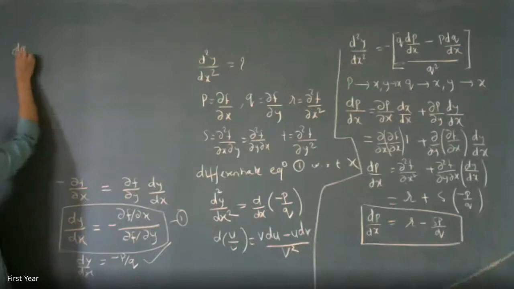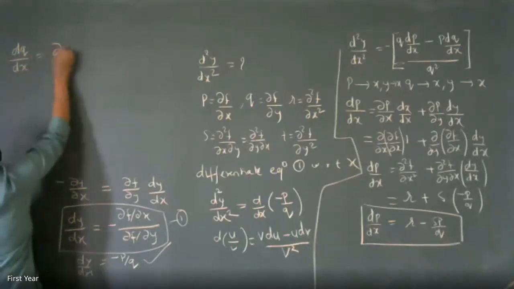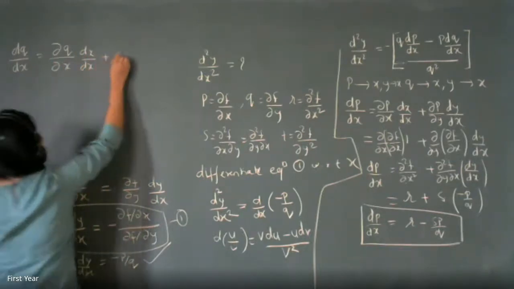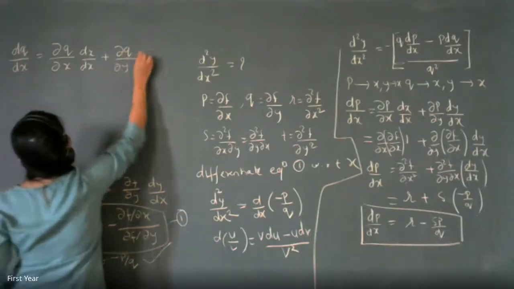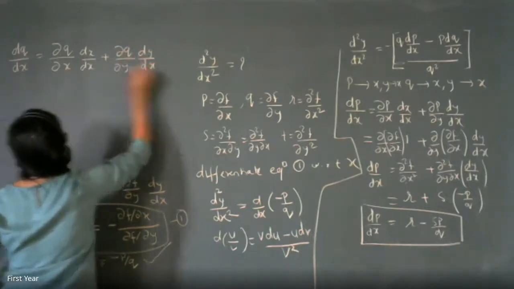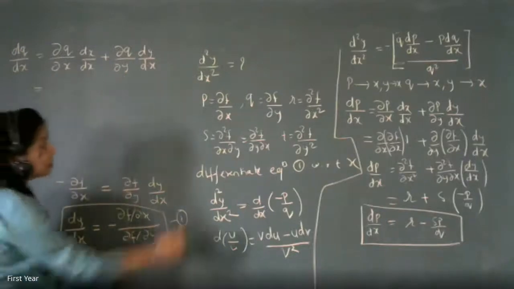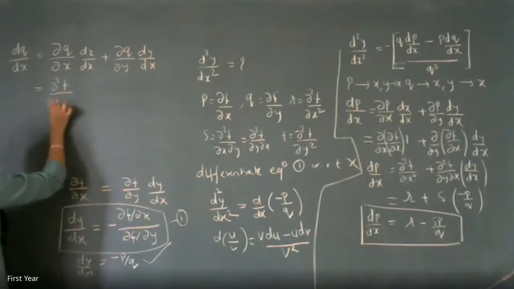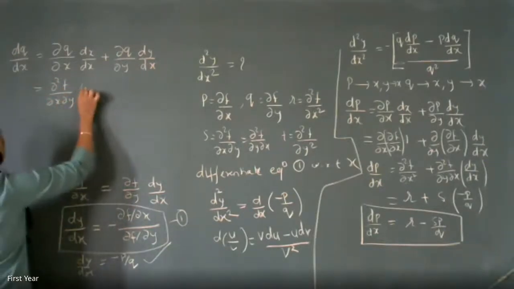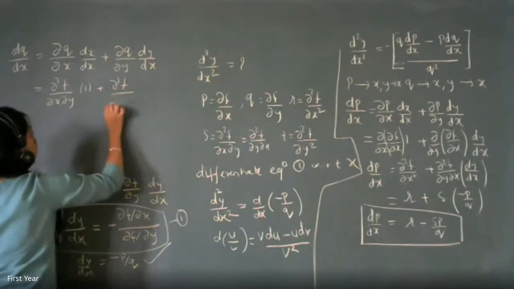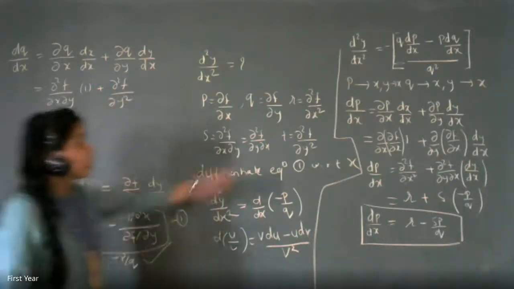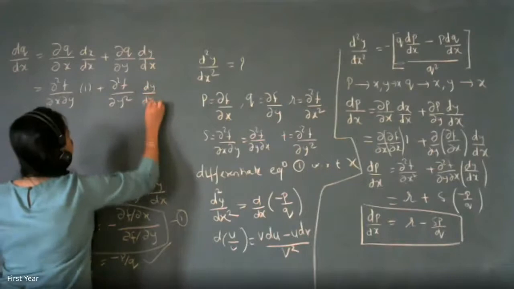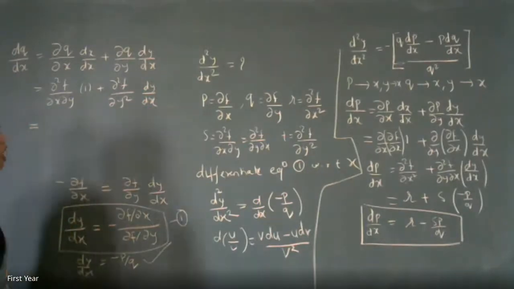What will be dq by dx, again using the total derivative formula? Delta q by delta x into dx by dx plus delta q by delta y into dy by dx. So delta q by delta x means, q is delta f by delta y, so this will become delta square f by delta x delta y into 1 plus delta square f by delta y square. I hope this is clear. Q is delta f by delta y, so it is the second order derivative of f with respect to y into dy by dx. Substituting again the values of p, q, r, s and t.